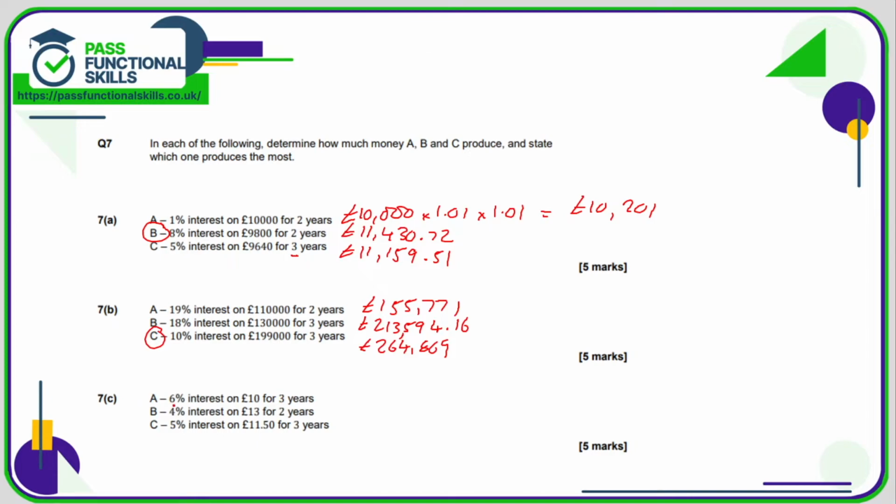For C, we are going to do 1.06 times £10 times 1.06 times 1.06 times 1.06. For B, we're going to do £13 times 1.04 times 1.04, and for C, £11.50 times 1.05 times 1.05 times 1.05, and that will give us new totals of £11.91. B will be £14.06, and C will be £13.31, just rounding them to the nearest penny, so we can see that B produces the most.